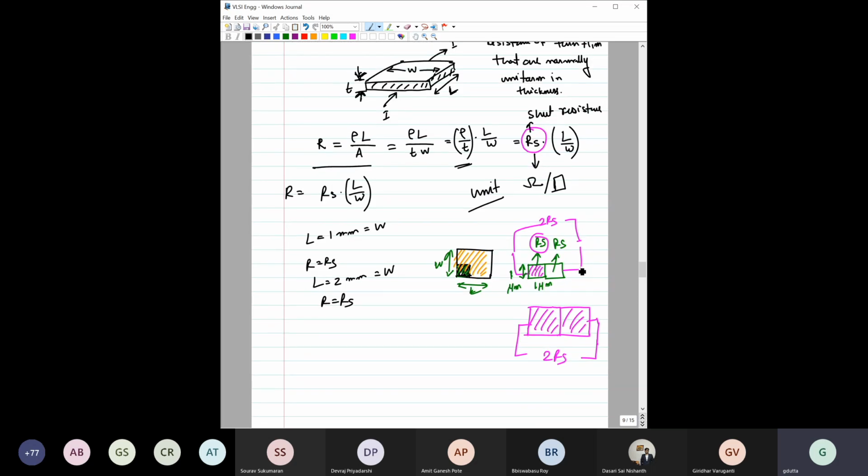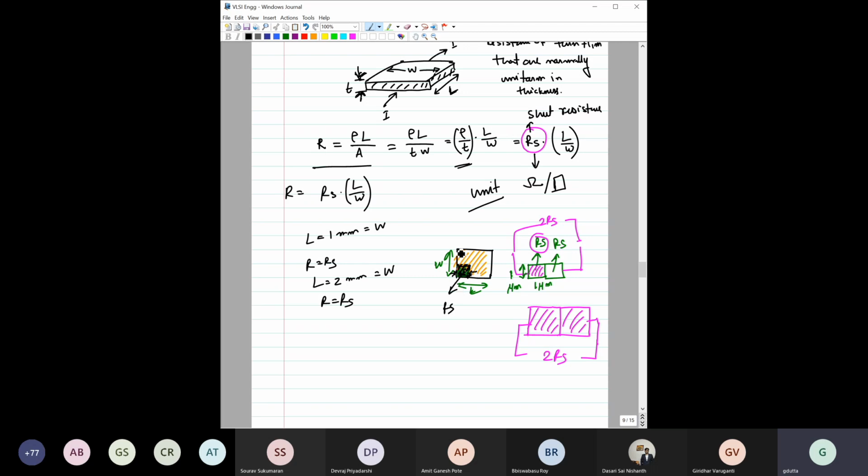The square means that if you take any length and make a square, we are considering the film thickness remains the same. Then whatever resistance is offered by this portion, say the sheet resistance offered by this is RS, right?